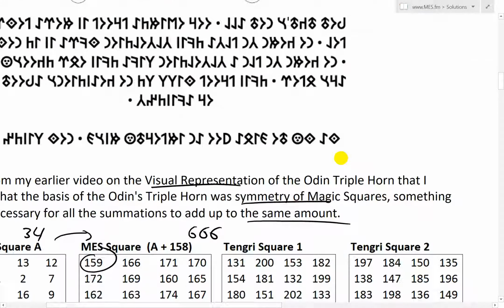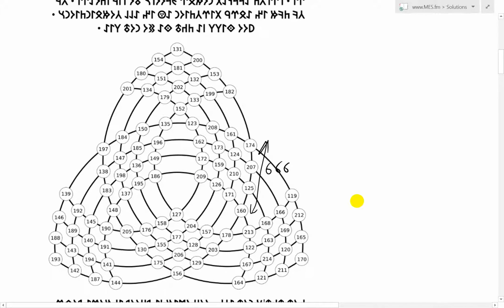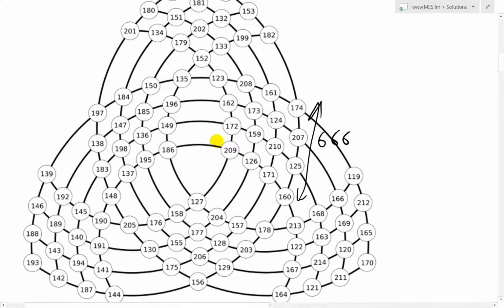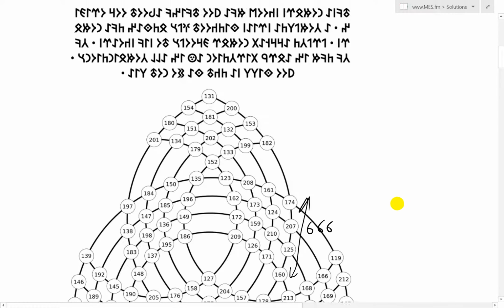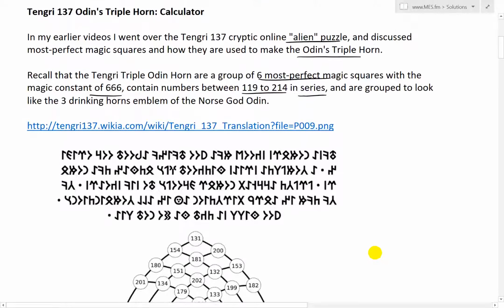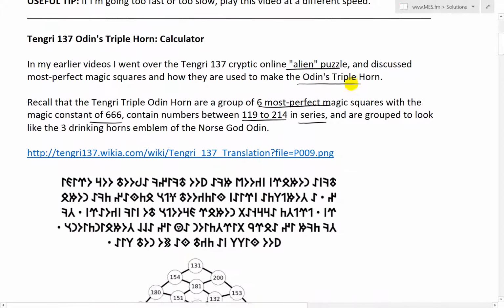So yeah, that's all for today, and I'll check out some more calculations on the Tengri puzzle, but I think I'm done with the Odin Triple Horn for now, unless you can find out anything else about it, like some 3D surface where they're all connected somehow.